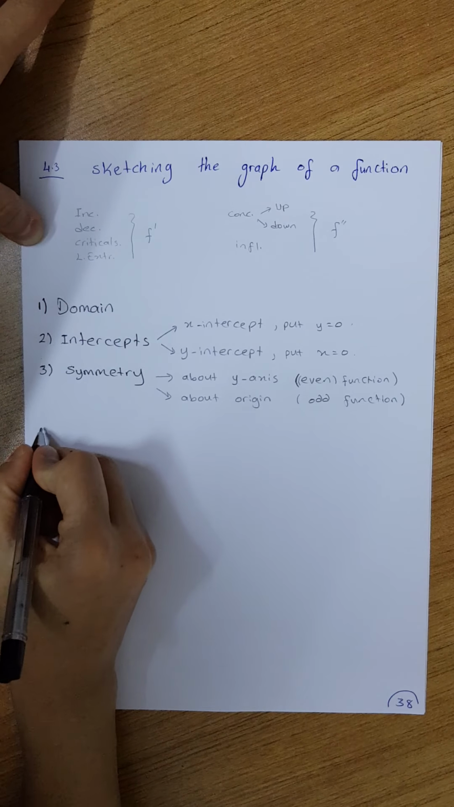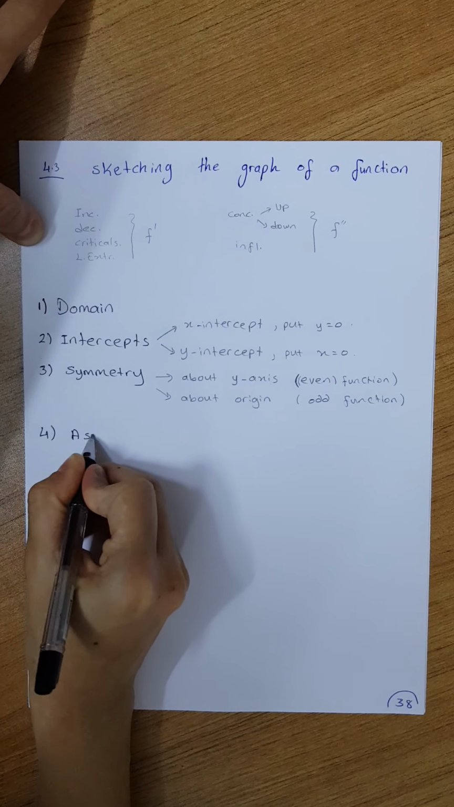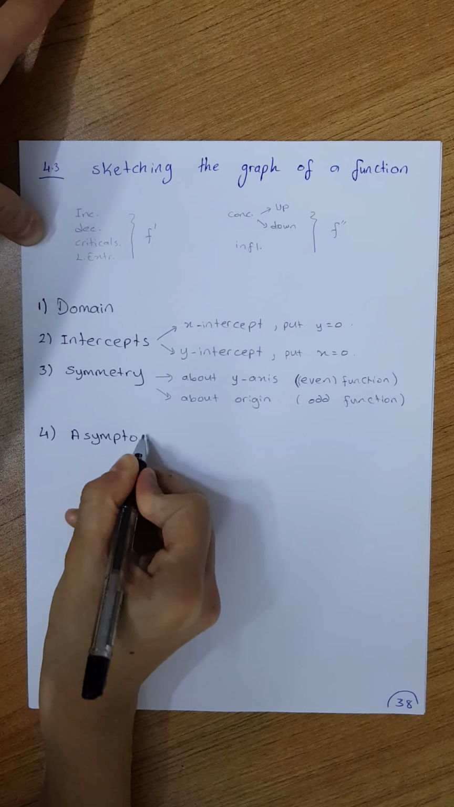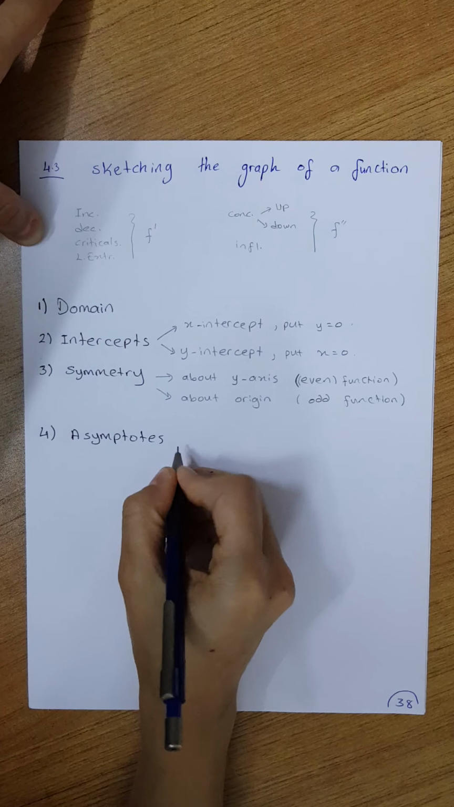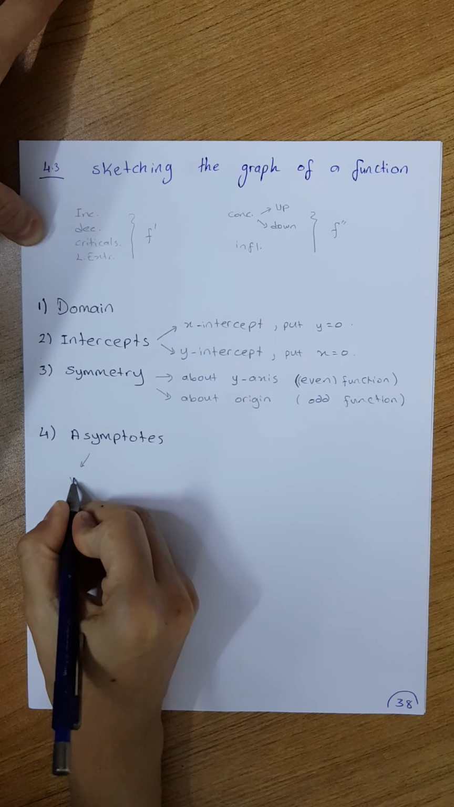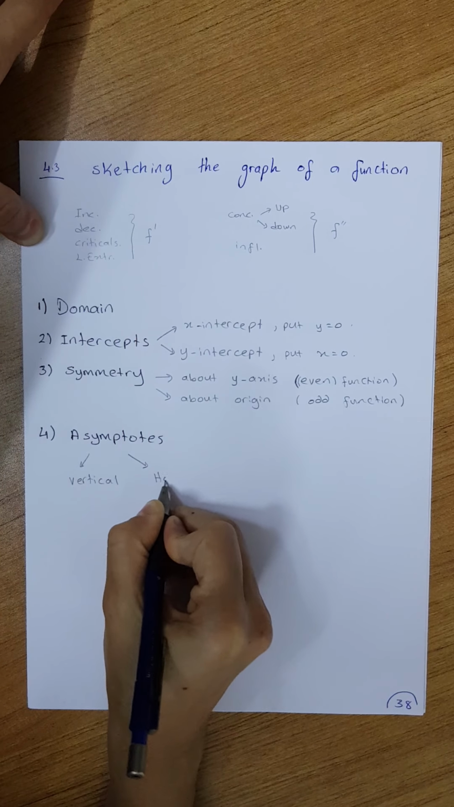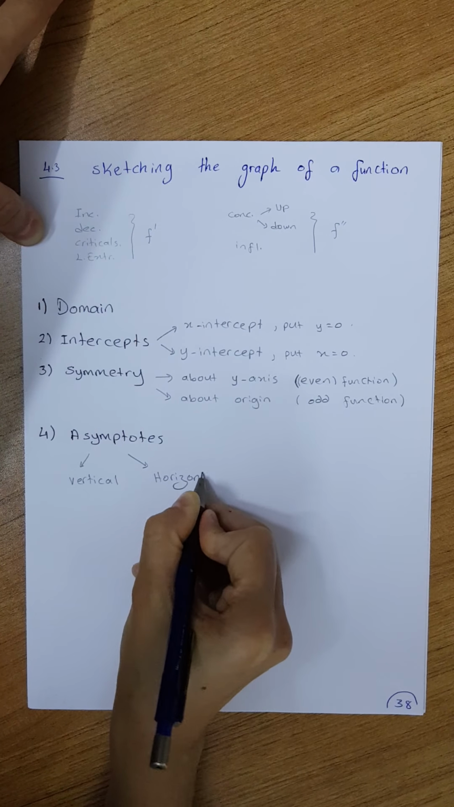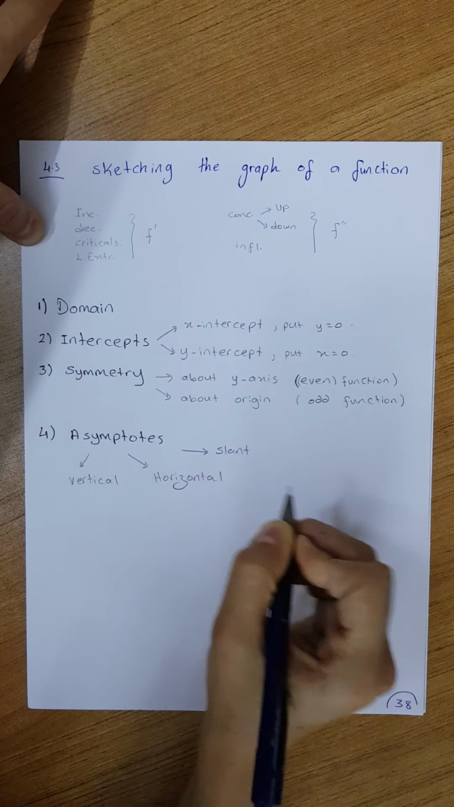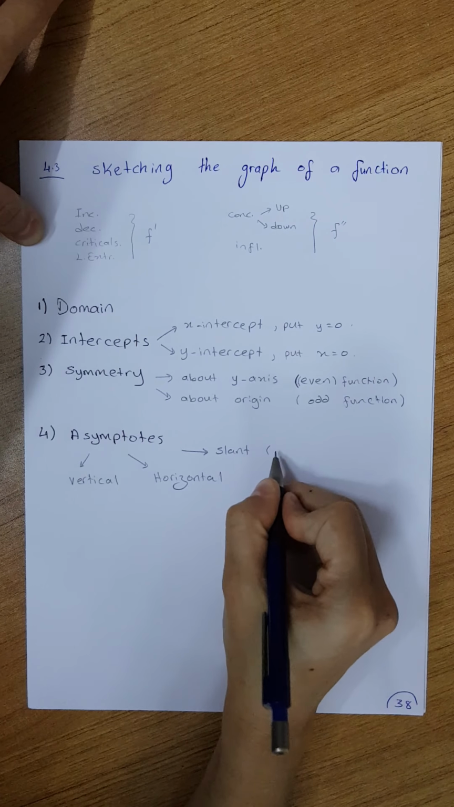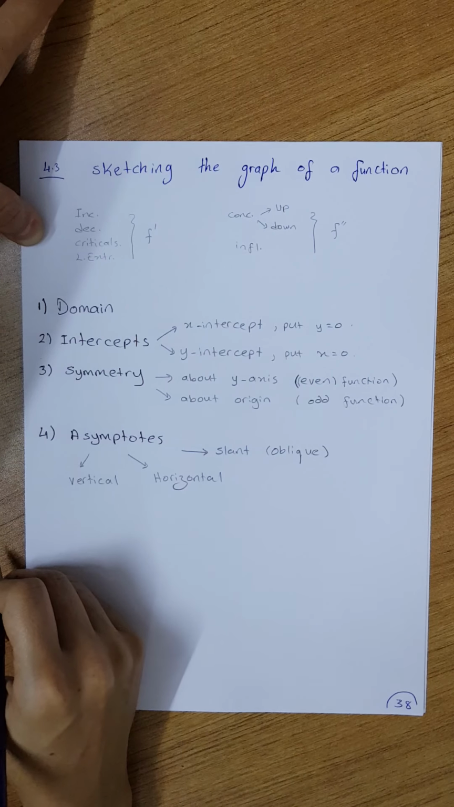Okay, symmetries, and then if it is possible, find the asymptotes of the function. How many kinds of asymptotes did we have? We had vertical asymptotes, we had horizontal asymptotes, and we had slant asymptotes. Or we were saying oblique, which gives the same meaning. Oblique asymptote or slant asymptote.